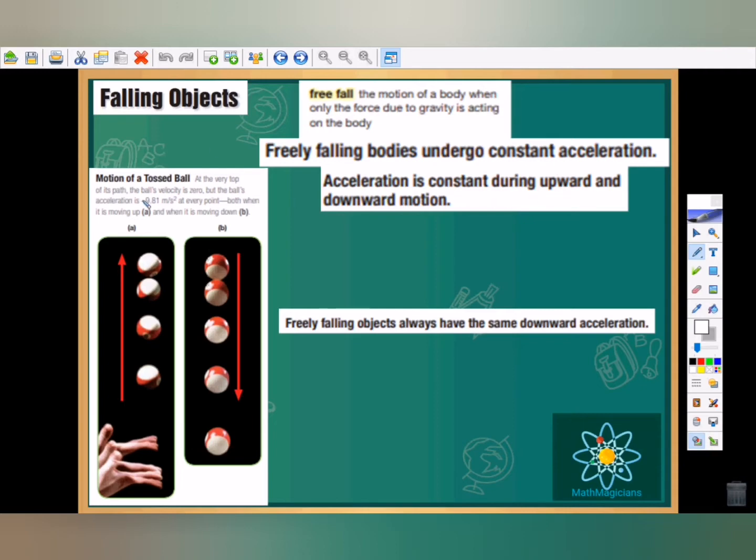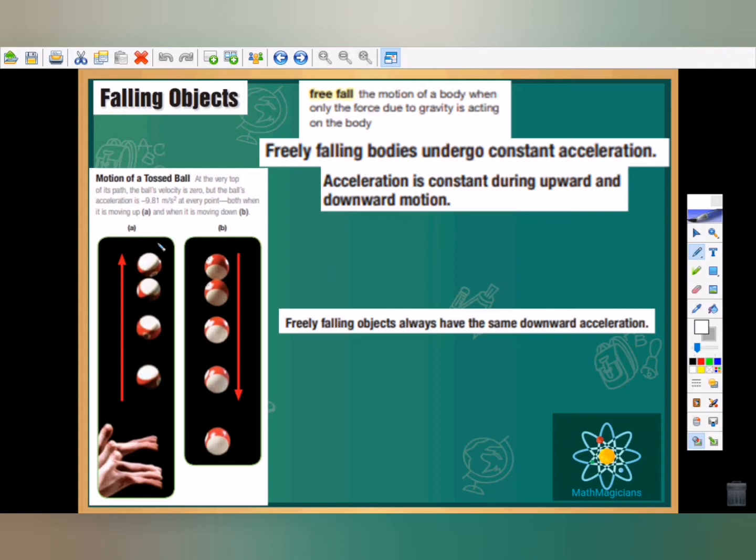You can see an example here. Motion of a tossed ball. At the very top of the path, the ball's velocity is 0, but the ball's acceleration is negative 9.81 meters per second squared at every point, both when it is moving up and when it is moving down. Because the ball's acceleration is constant, the ball's speed is the same going up as it is going down.